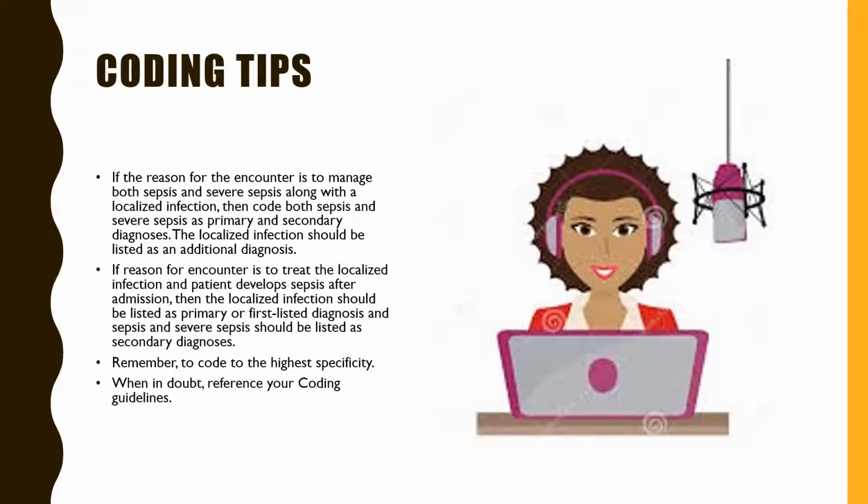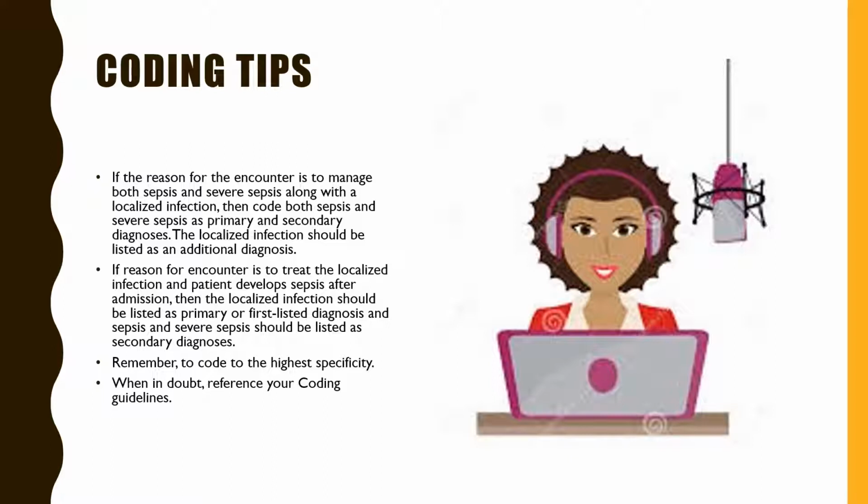So in our coding tips, our first reads, if the reason for the encounter is to manage both sepsis and severe sepsis, along with the localized infection, then code both sepsis and severe sepsis as our primary and secondary diagnoses. The localized infection should be listed as an additional diagnosis.